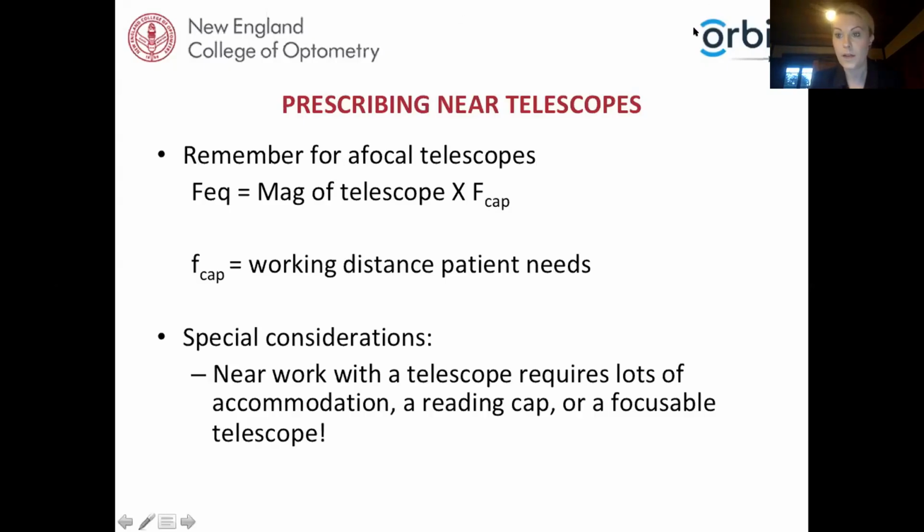Your point about alignment is a good one. On another piece, not just in prescribing the cap, but if you're doing a binocular near telescope, you do have to turn the 2 telescopes in so that they can properly converge on the page. So the alignment has to be right, because you want the exit pupil of the telescope to enter the pupil of the eye appropriately. So you do need that near PD for the task.